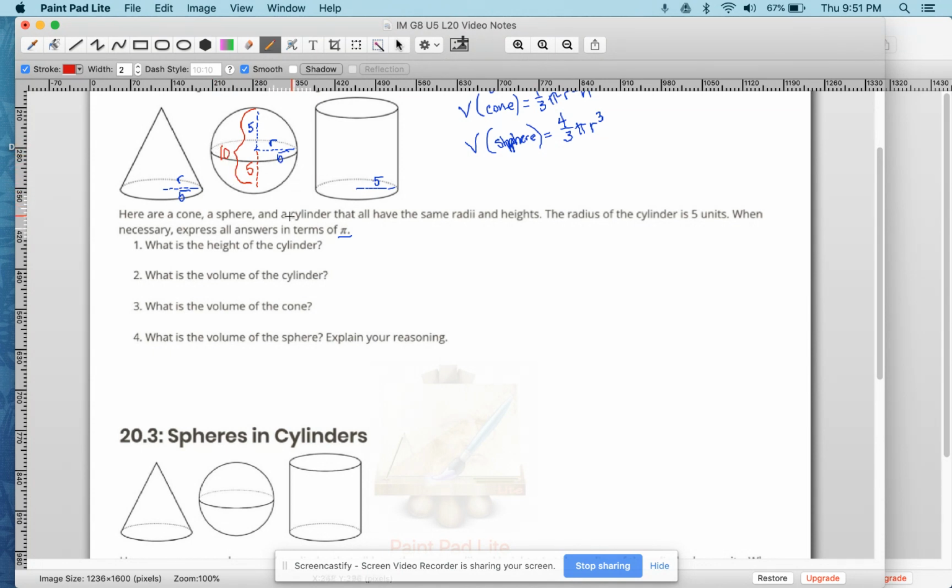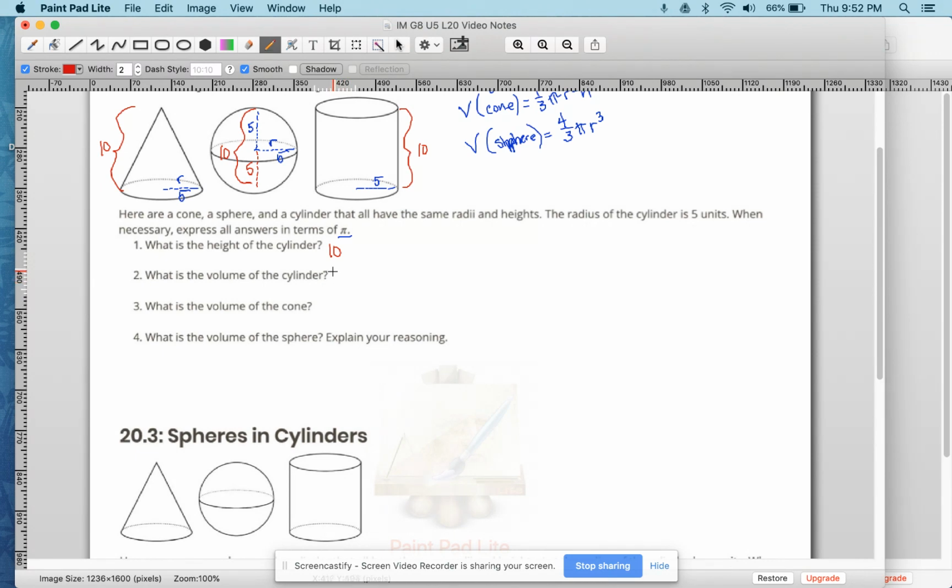And then they tell us that they all three have the same height. So we know that the height of the cylinder now is also 10. And the height of the cone is 10 as well. So the answer to number 1 then, what is the height of the cylinder? The answer is 10. And they don't tell us, it's just 10 units. Then they want us to figure out what is the volume of the cylinder.